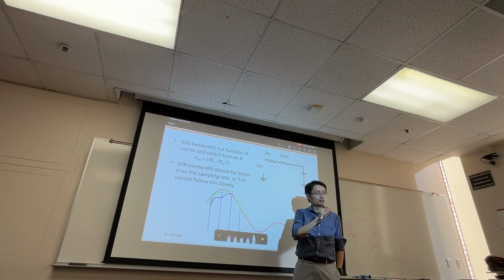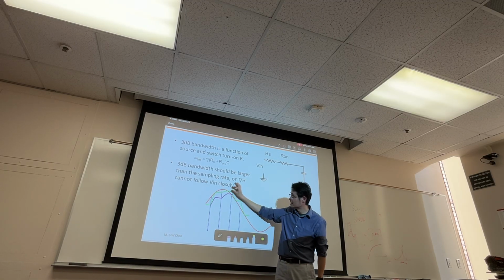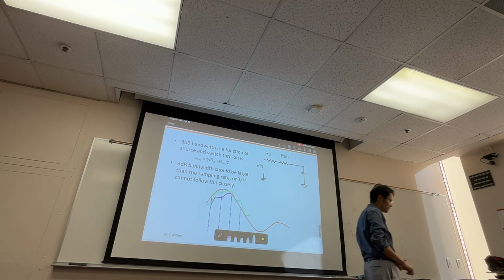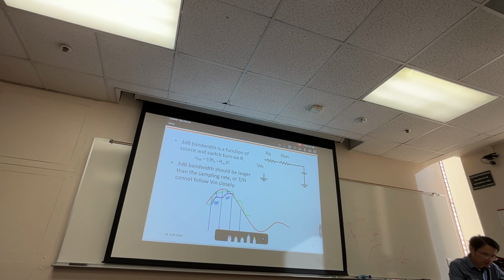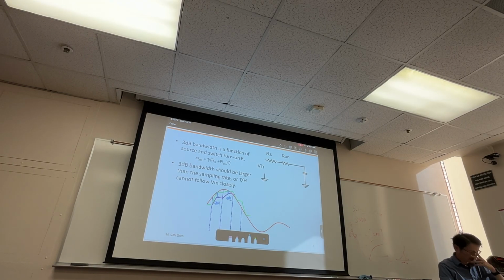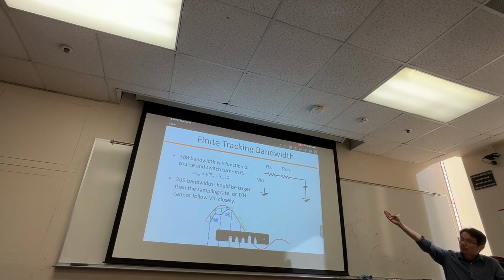So where's my error? This is the error, right? So whatever that delta is, your error. So this is your error. Error 1, error 2. So every sample you have error. Okay, so that's why this is the so-called tracking bandwidth. So basically the RC pole is the tracking bandwidth.